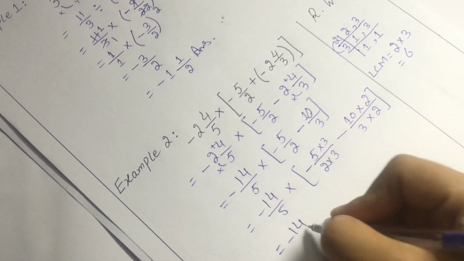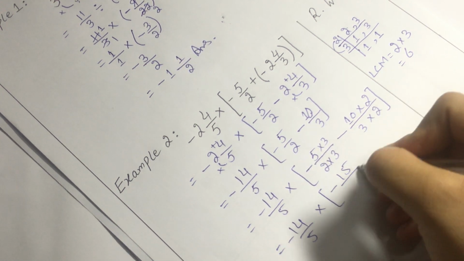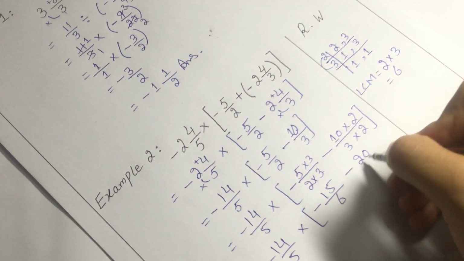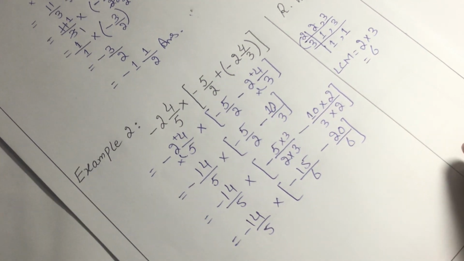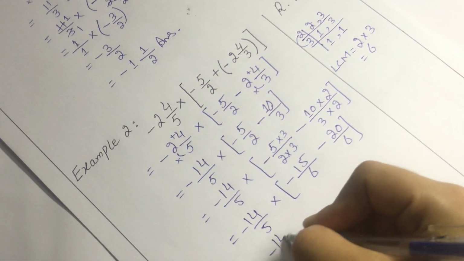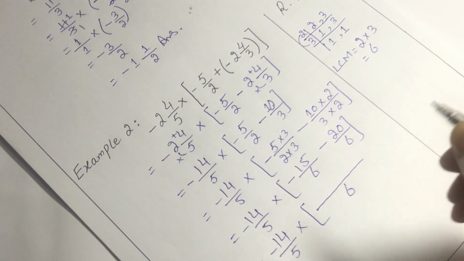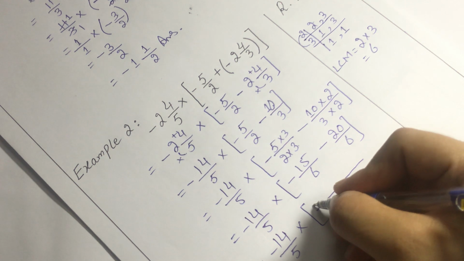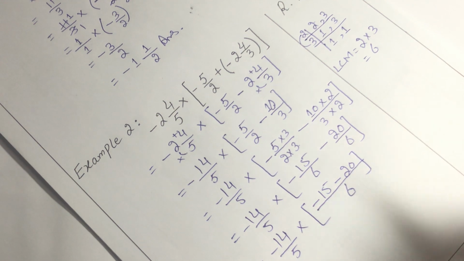Again, negative 14 over 5 as it is, multiply negative 5 3s are 15 and 2 3s are 6, minus 10 2s are 20 and 3 2s are 6. See, we have two same denominators here, so we can simplify the numerators, right? So first we will combine our numerators and we will write the denominator one time. Remember, we will never subtract the denominators, right? So we will combine negative 15 minus 20, right?